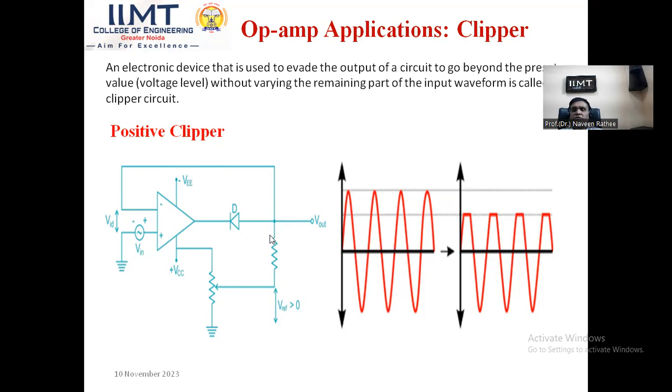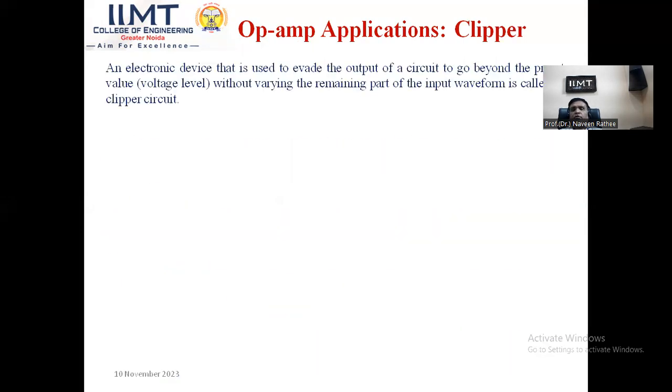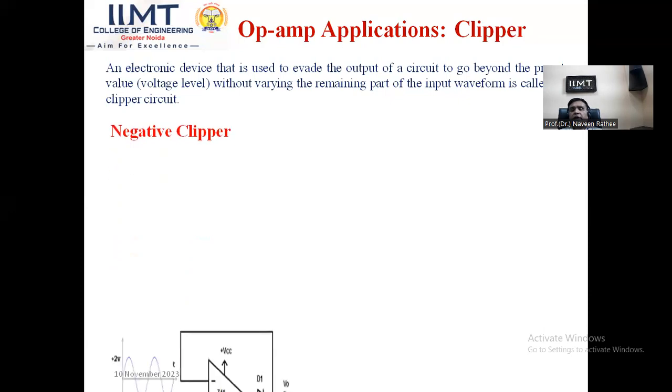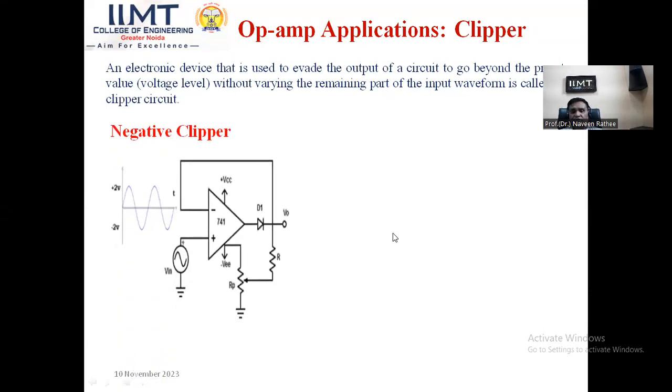Now if I change only the connections of the diode, if I reverse the polarity of the diode, then the circuit will clip the negative portion. So then another name will come, which is called a negative clipper. So what is a negative clipper? The negative clipper circuit is like this. I have just changed the polarities of the diode. Earlier positive was this side, negative was this side. So here now positive is this side, negative is this side.